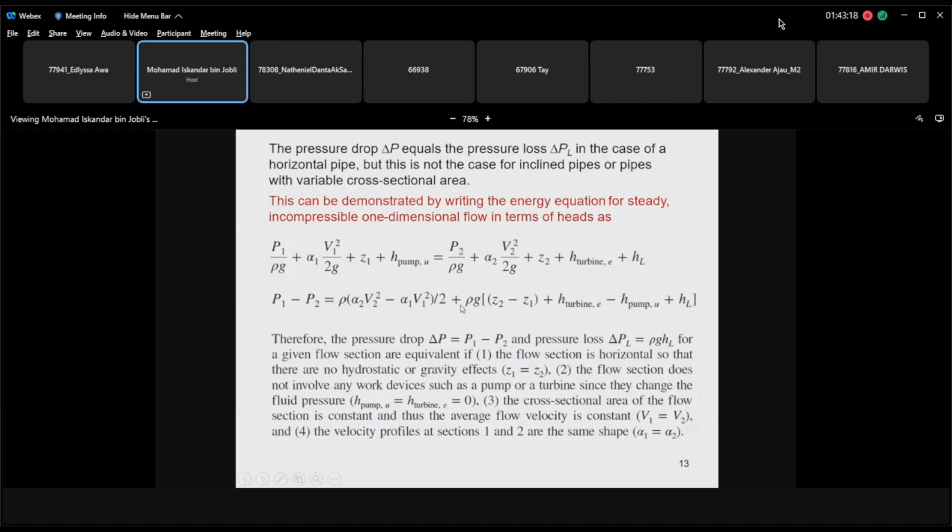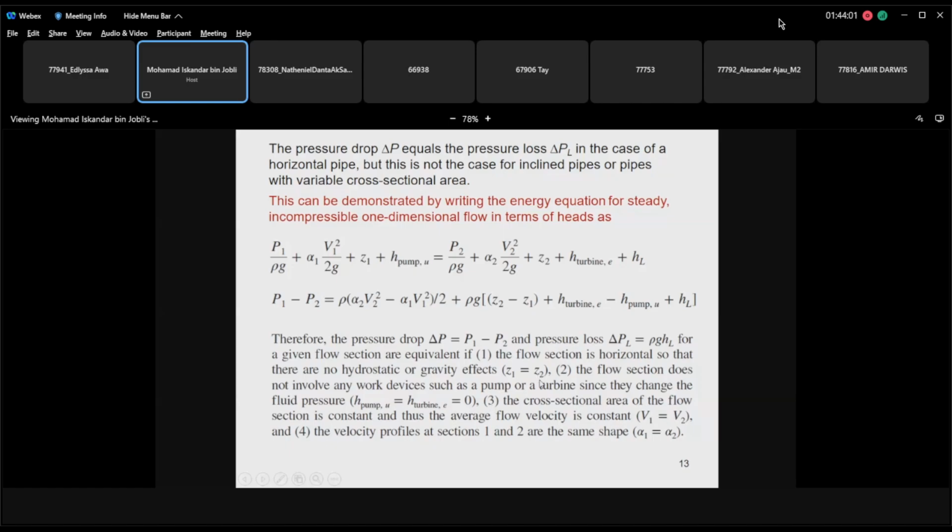If the elevation is the same, Z1 and Z2, the flow section does not involve any work device, the cross-sectional area is constant and the velocity V1 equals V2, then the pressure drop and the pressure loss are equivalent. That is, Z1 equals Z2, H pump equals 0, V1 equals V2, and alpha 1 equals alpha 2.